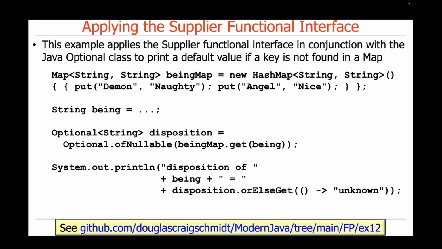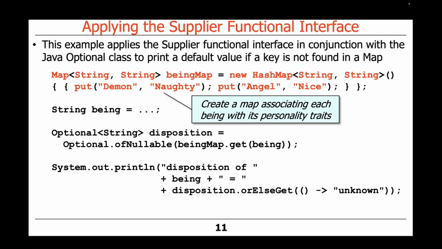Well, this particular example is kind of a whimsical one, which you can find in my EX12 project in the FP folder in the modern Java GitHub repository. And what we're going to do is we're going to use the Supplier functional interface in conjunction with the Java Optional class to print out a default value if a key is not found in a map. So let's take a look and see how to do this.